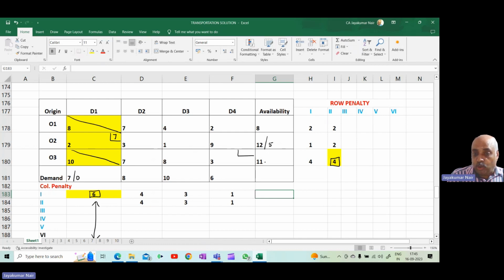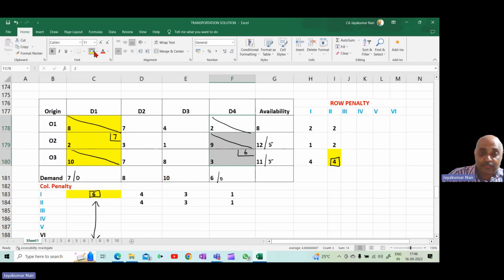See what's the demand and what is the availability. The lower of the two is 6. So this will become 0 and this will become 5. Since this available demand has become 0, no more allocation is required. So this particular column is also out now. We need not make any more allocation. Therefore, you can cancel out this particular column, because the available demand has become 0.